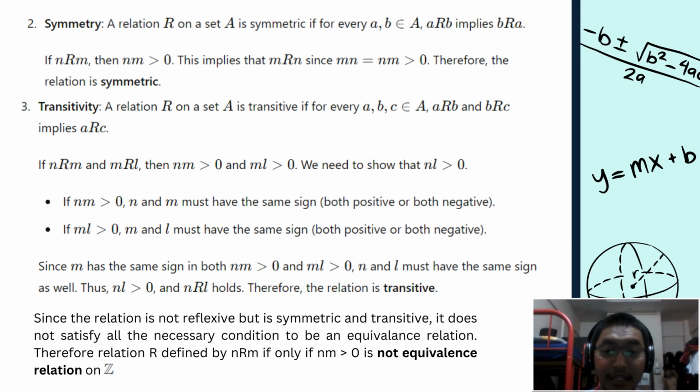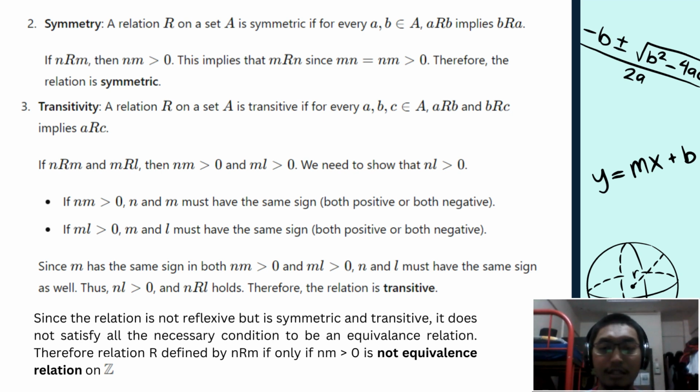If nm is greater than 0, n and m must have the same sign, which is both positive or both negative. Also, if ml is greater than 0, m and l must have the same sign, both positive or both negative. Since m has the same sign in both nm greater than 0 and ml greater than 0, n and l must have the same sign as well. Thus, nl is greater than 0 and n relation l holds. Therefore, the relation is transitive.